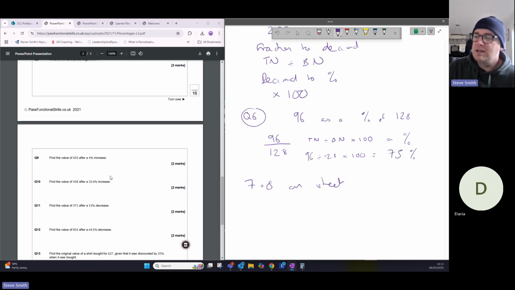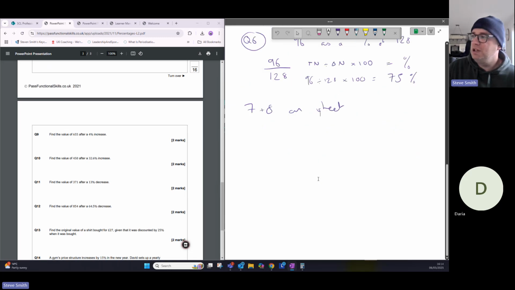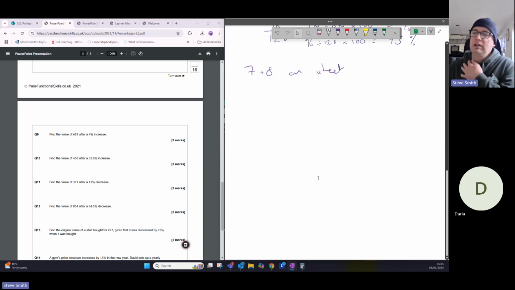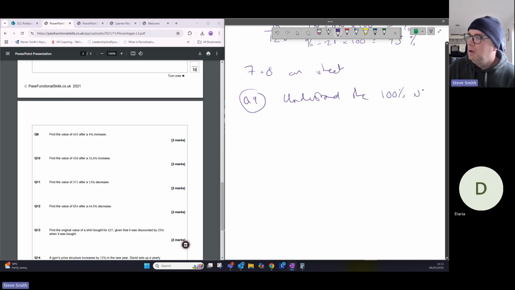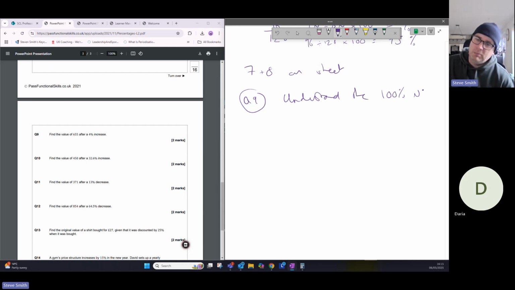So then we move on to the next set of questions. We're looking at percentage increase and decrease. So for these questions, the best thing to do is understand the 100% number. Have we got the 100% number and we want a bigger number, or have we got a number that's already above 100% and we want to bring it down to 100%, or have we got a number that's less than 100% and we want to bring it up to 100%?